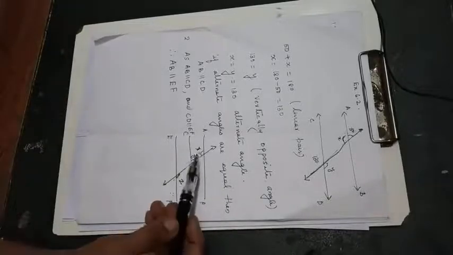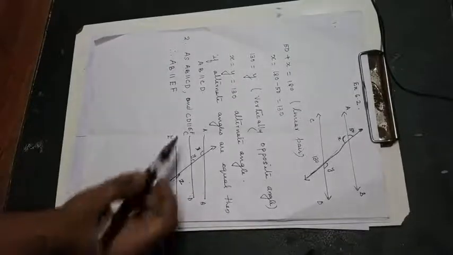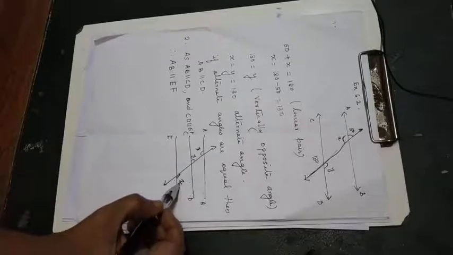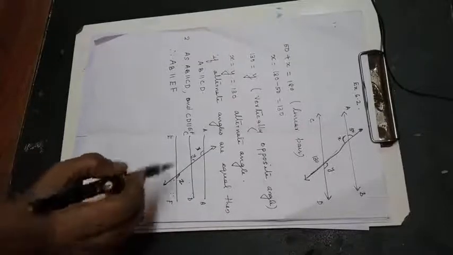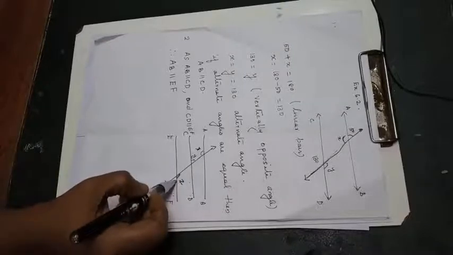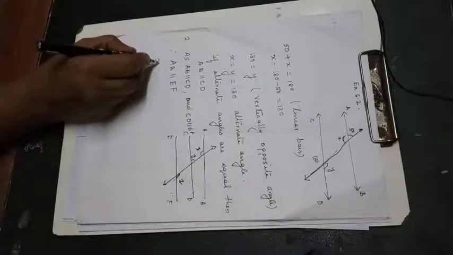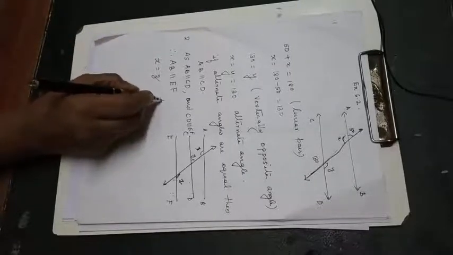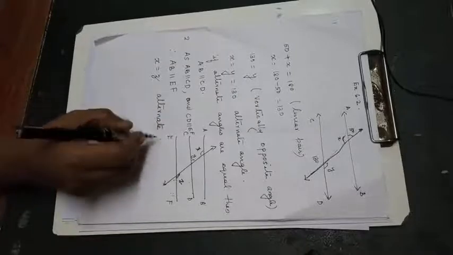Okay, if AB is parallel to EF, what are this X and Z? X and Z, look at that shape, a Z shape. X and Z will be equal. Which type of angle are they? They are alternate angles. Angle X will be equal to Z, alternate angle.